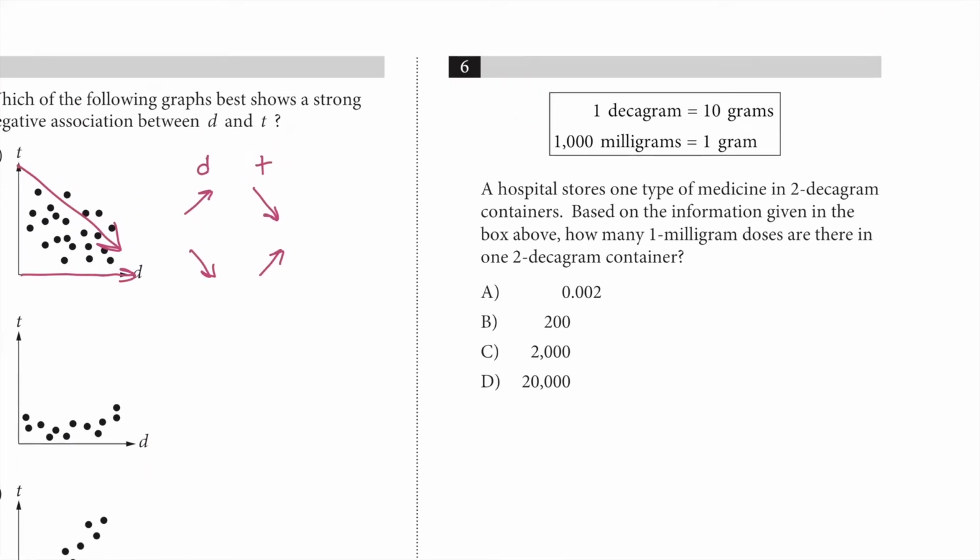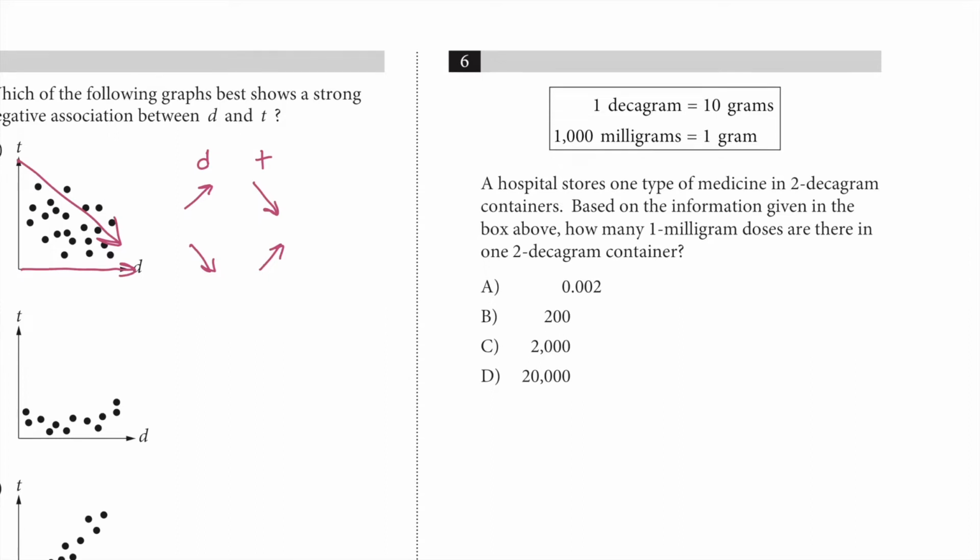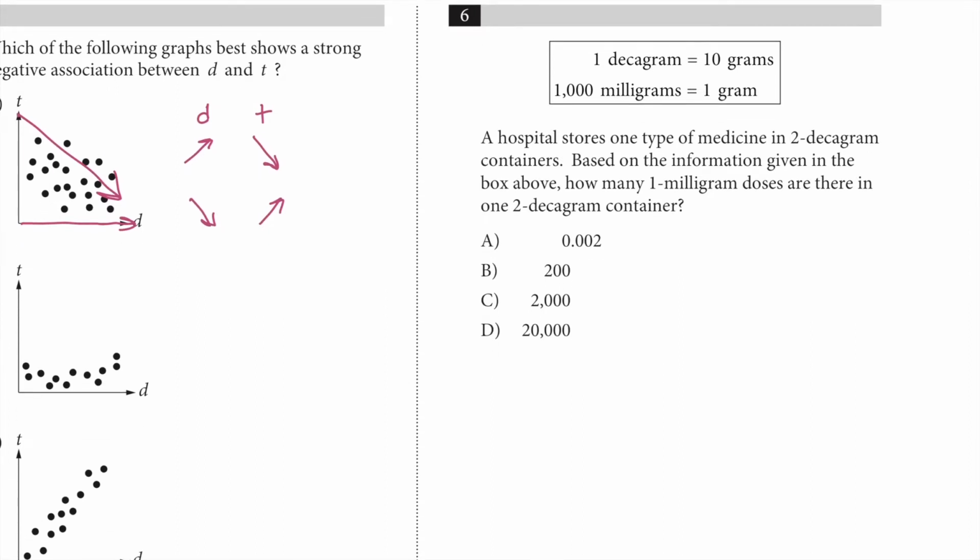So we're given 1 decagram equals 10 grams and 1,000 milligrams equals 1 gram. A hospital stores one type of medicine in 2 decagram containers. Based on the information given in the box above, how many 1 milligram doses are there in one 2 decagram container? So we're given 2 decagram. We're going to multiply this by the conversion of 10 grams per 1 decagram. So then the decas cancel out.